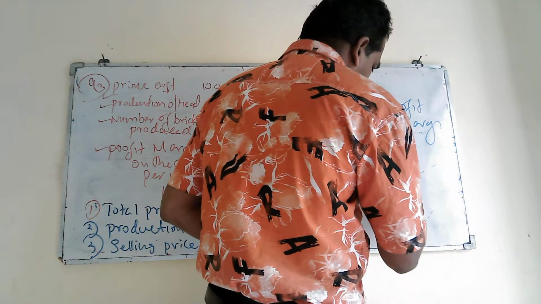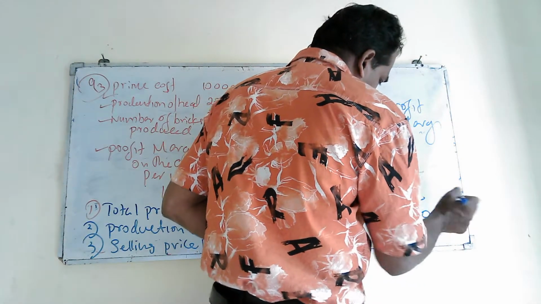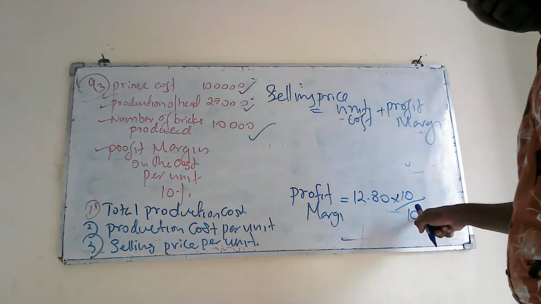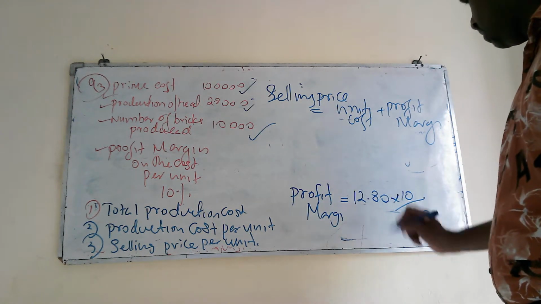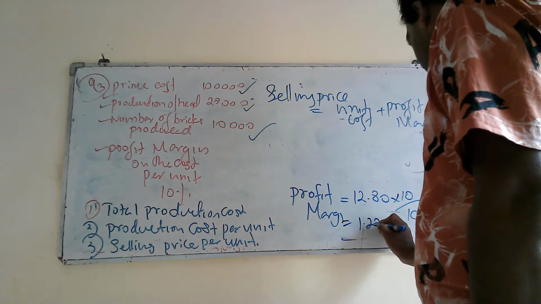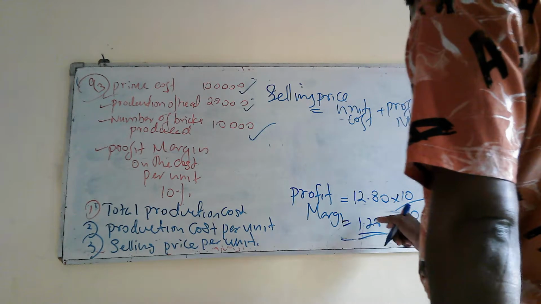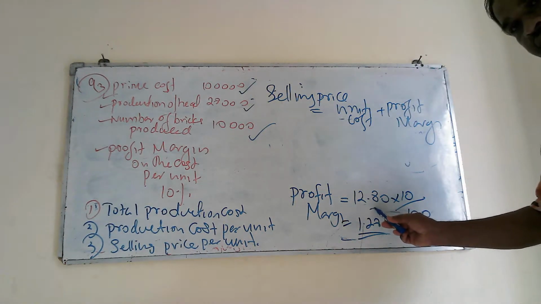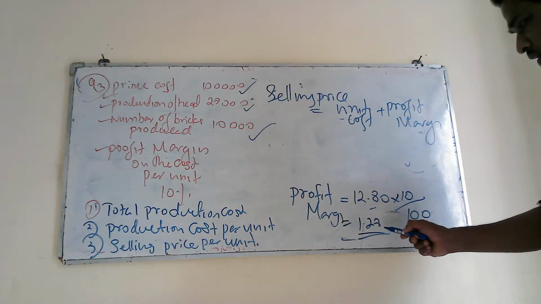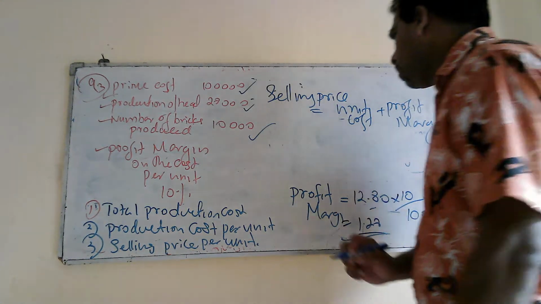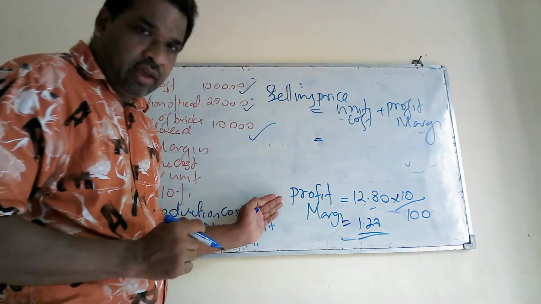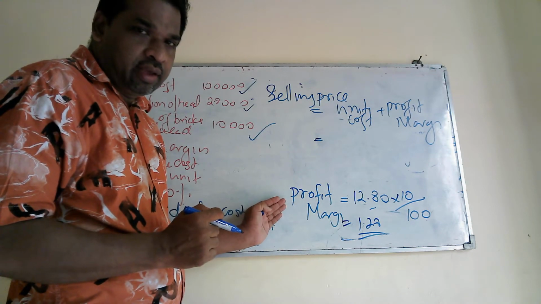Then you take 10% of the unit cost. Here this is the unit cost. Then you take 10% from the unit cost, and it will be equal to 1.28 rupees. That is the profit margin, 1.28. Right. Then you can calculate. This is the working under the given question.